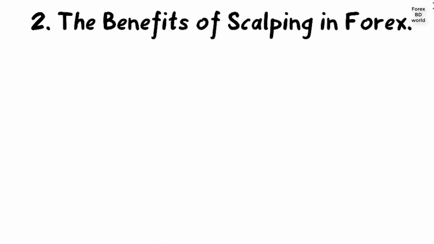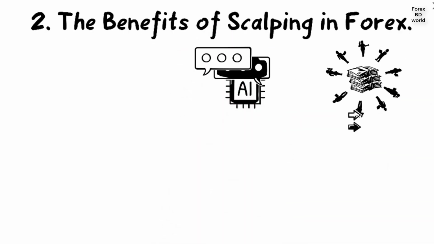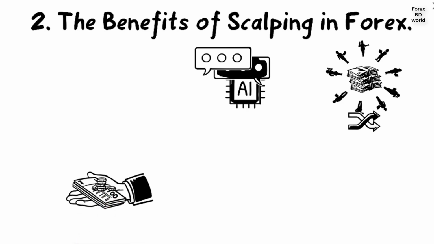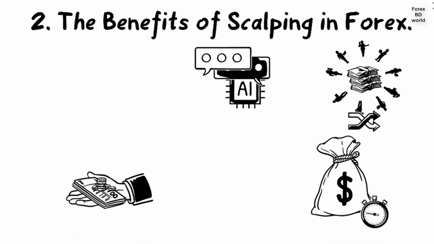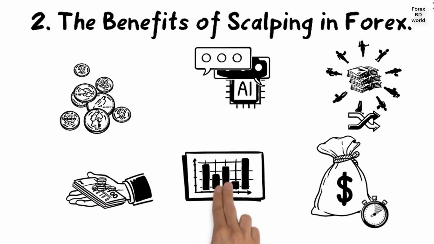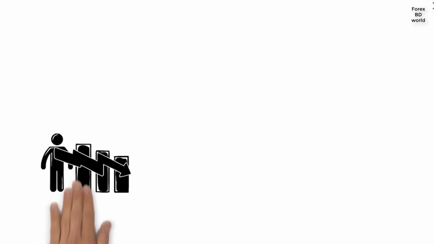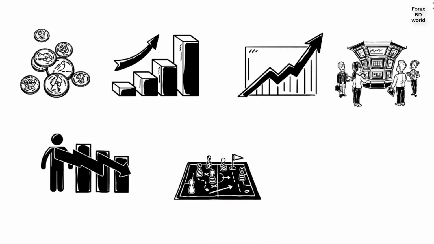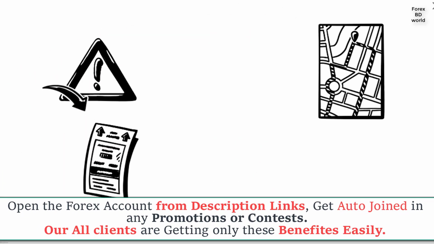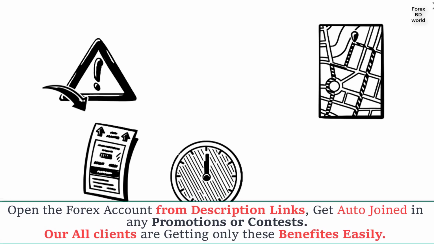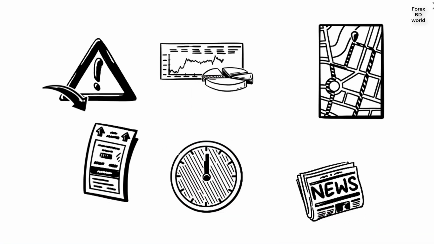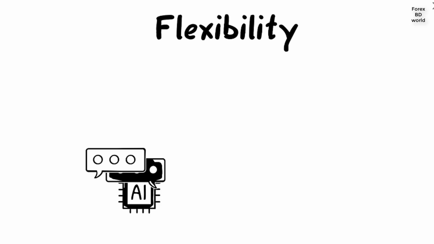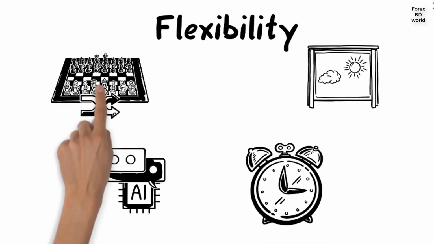2. The benefits of scalping in Forex. Scalping has several benefits, including quick profits. Scalpers can make quick profits by taking advantage of small price movements in the market. High win rate. Scalping strategies have a high win rate because traders are taking advantage of small price movements. Low risk. Since scalpers hold positions for a short period, they are less exposed to market risks such as unexpected news events. Flexibility. Scalping can be done at any time during the day, making it a flexible trading strategy.